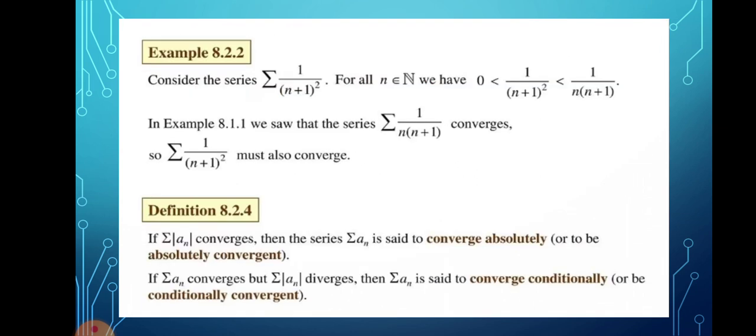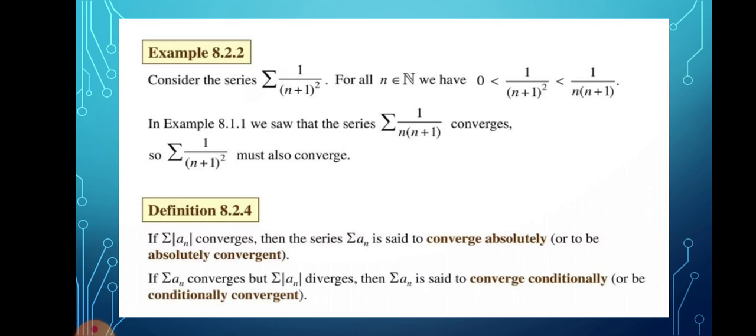We have this example. Consider the series summation of 1 over (n plus 1) squared, for n an element of the natural numbers. We have 0 is less than 1 over (n plus 1) squared, which is less than 1 over n times (n plus 1). In the earlier example, we saw that the series summation of 1 over n times (n plus 1) converges, so the summation of 1 over (n plus 1) squared must also converge.